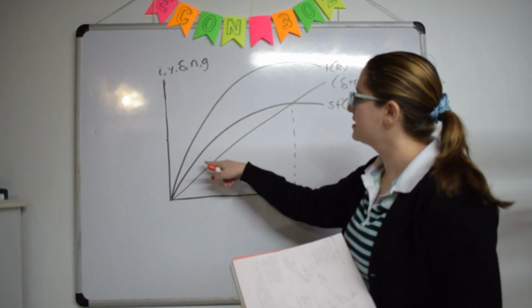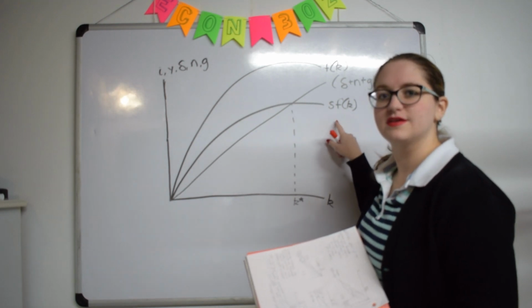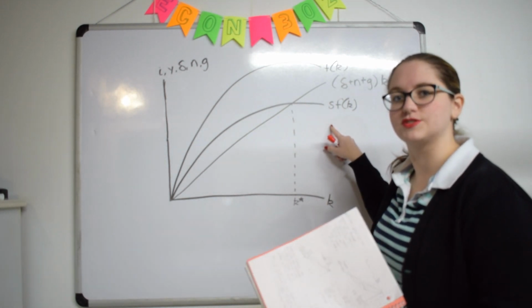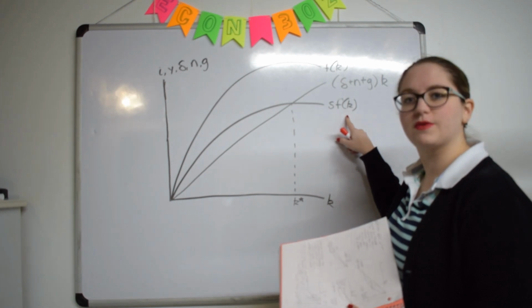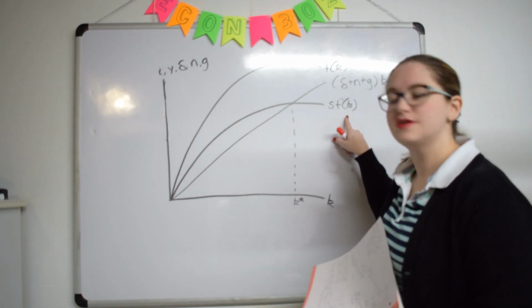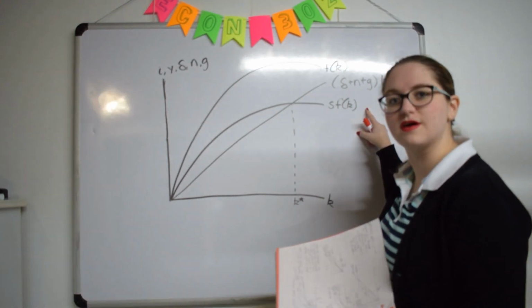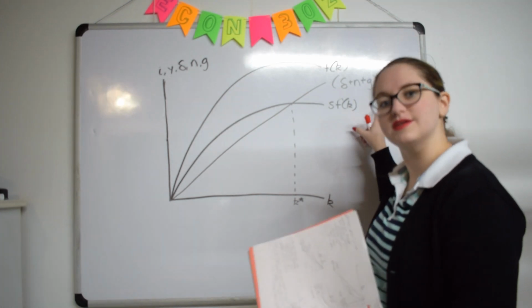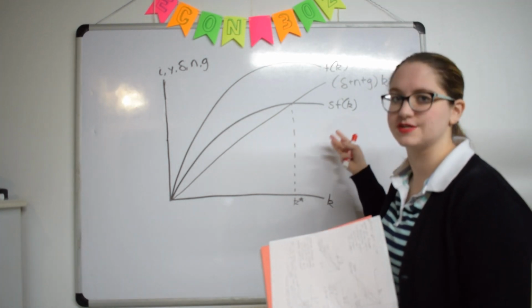The next part is the savings function. The savings rate, marginal propensity to save, multiplied by the production function. So it is a portion of what is produced is saved. The other portion is consumed.